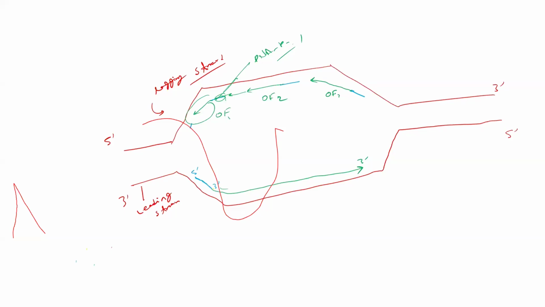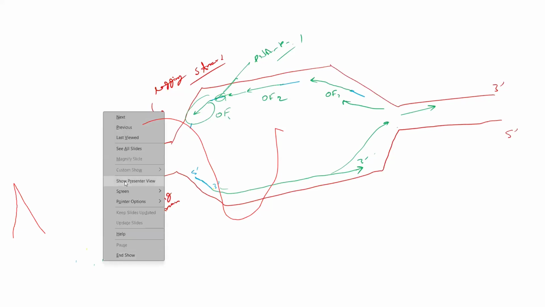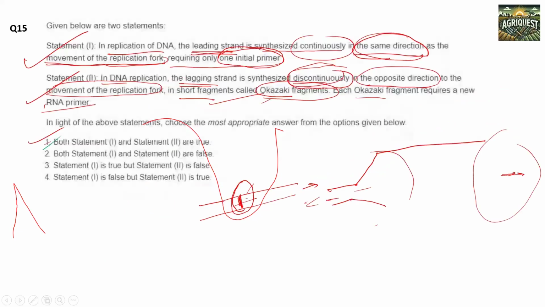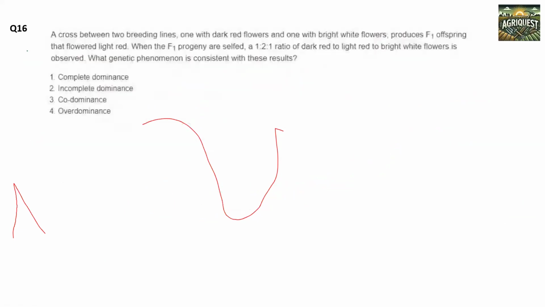This is discontinuous, and this is continuous. The leading strand is in the same direction as the fork direction, but in the lagging strand the DNA polymerization happens in the opposite direction. So the correct answer is both. Okay, it is correct. What is the second question, number 16?